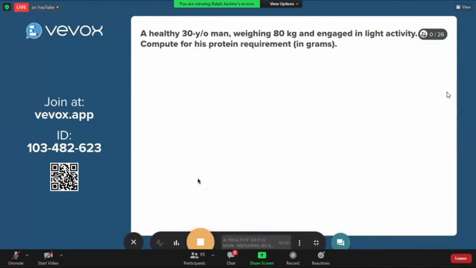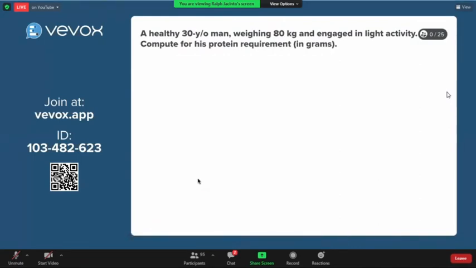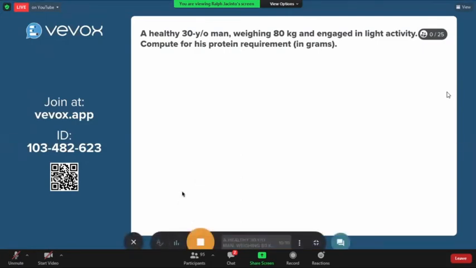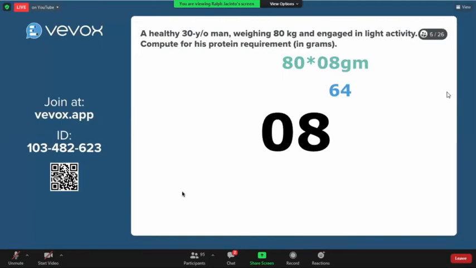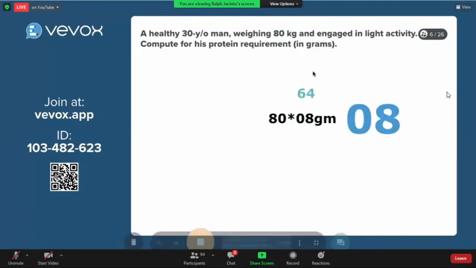Okay, next. So this one, same person, compute for his protein requirement in grams. Or maybe you can put what the factor for proteins is. Okay, no one's answering. I think you missed it out. It's 0.8 grams per kilogram per day. Okay, it's 0.8. So 64.